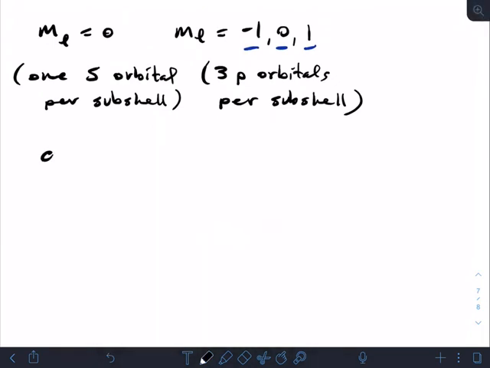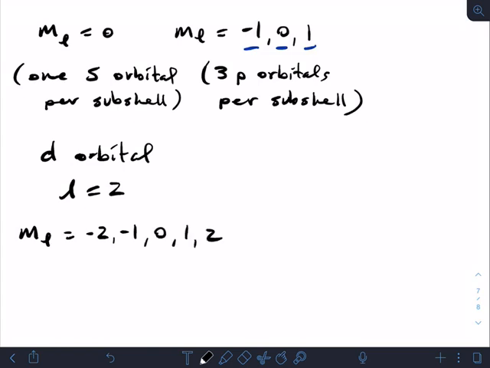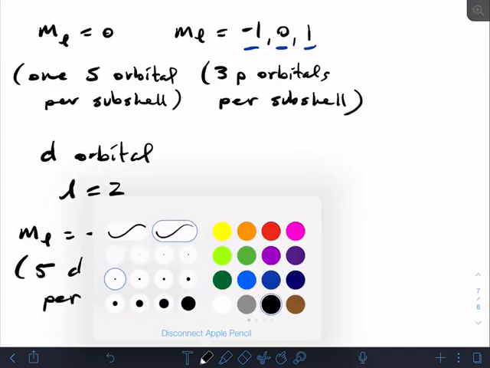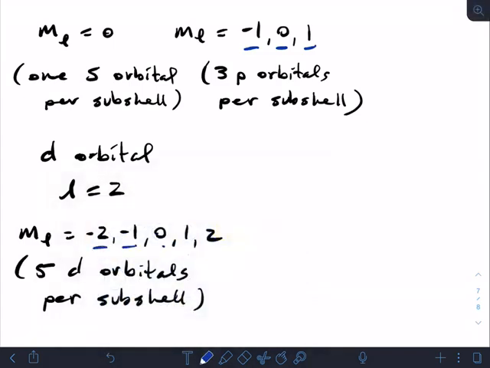Let's come down a little bit. If you're a d orbital, then L equals 2, and m sub L is minus 2, minus 1, 0, 1, or 2. So that means there are 5 d orbitals per subshell. Just like before, I've got 1, 2, 3, 4, 5.